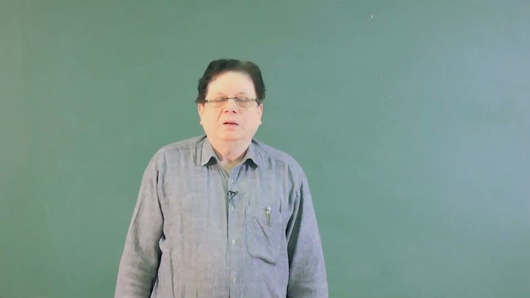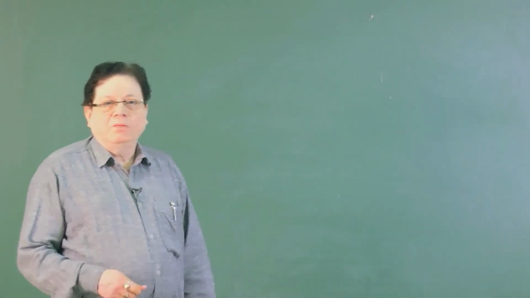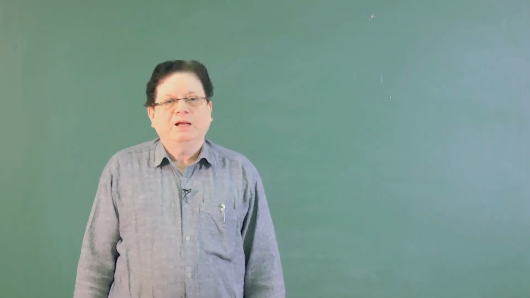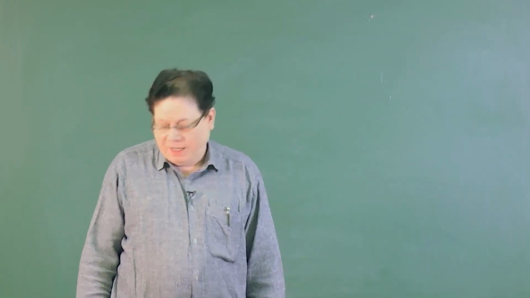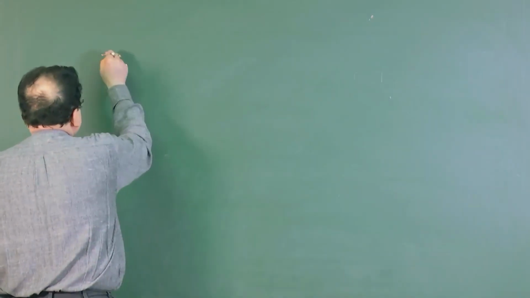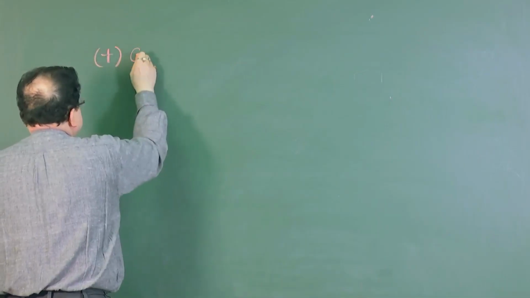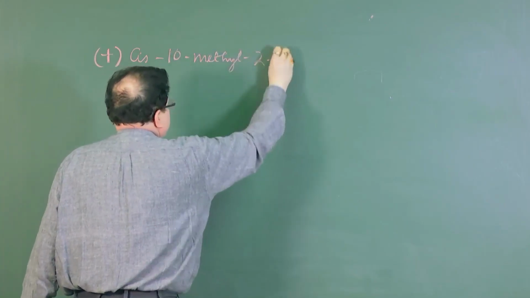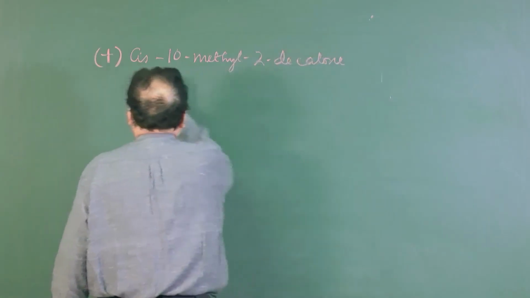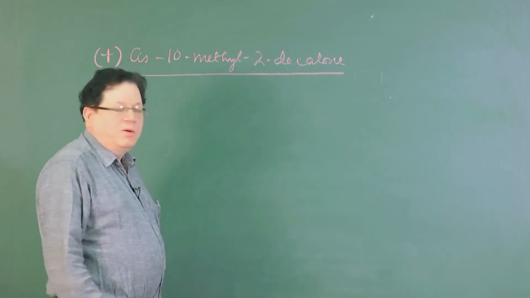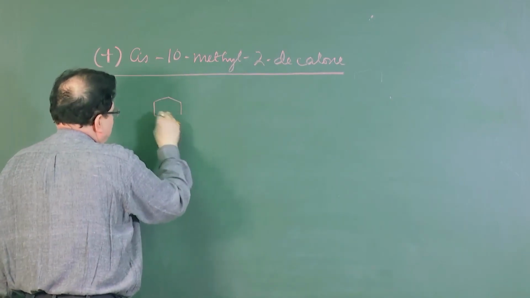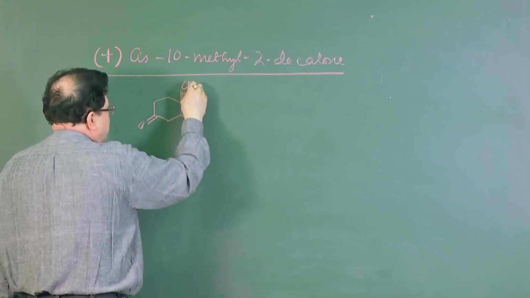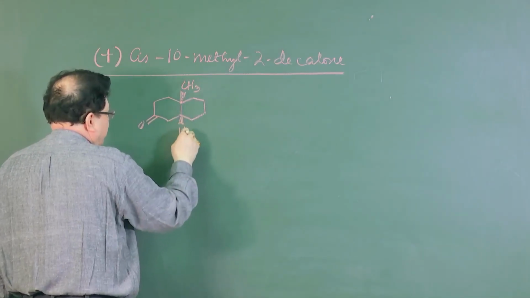Now, let us consider another problem where we have to find out the preferred conformation of a particular compound, namely a decalin derivative whose absolute configuration is known. Okay. The compound is plus cis-10-methyl-2-decalone. And as I said, its absolute configuration is known. So, I will write the actual structure in planar form. So, this representation gives you the absolute configuration of this molecule.